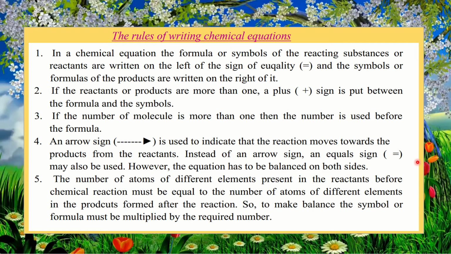So, at first, how a chemical equation is written. The rules of writing chemical equations. Look, in a chemical equation, the formula or symbols of the reacting substances or reactants are written on the left of the sign of equality, and the symbols or formulas of the products are written on the right of it. That means reactants, then products. On the left side, there will be reactants, and after equal sign, on the right side of equal sign, there is products.